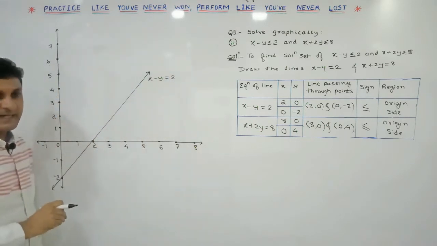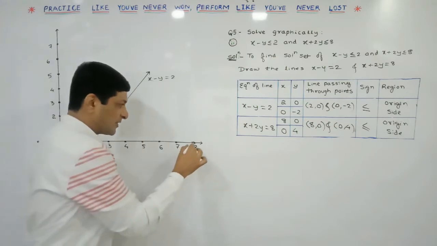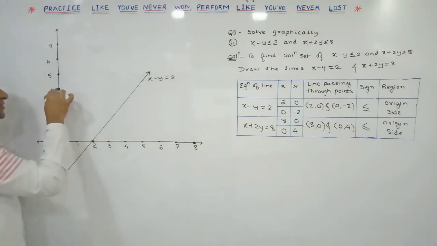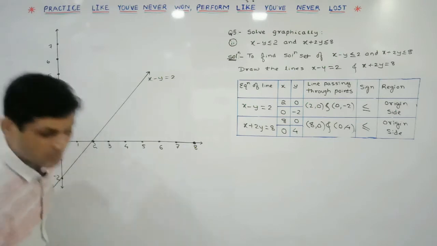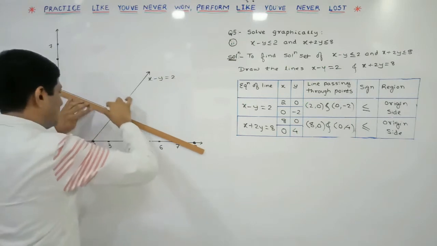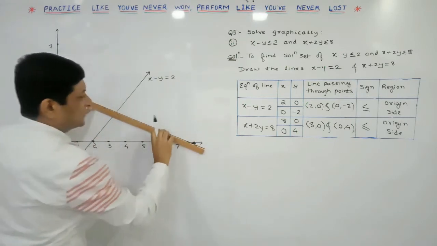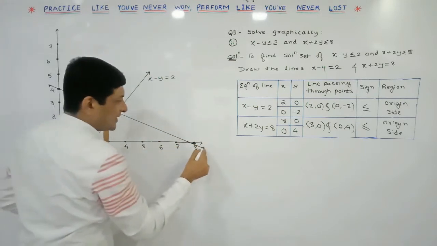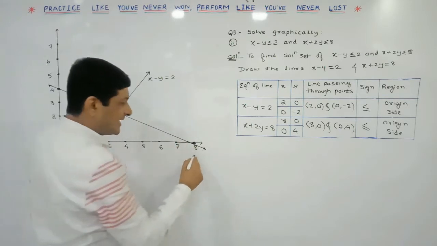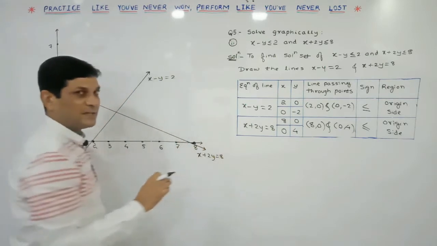Now, observe the second line. The second line passes through the points (8, 0) and (0, 4). This is (8, 0) and here we will get (0, 4). Draw a line passing through these 2 points. So, we have constructed the second line also, which passes through the points (0, 4) and (8, 0). And what is the equation of the second line? It's x plus 2y is equal to 8.